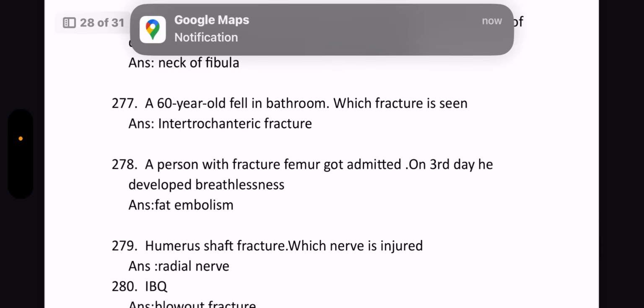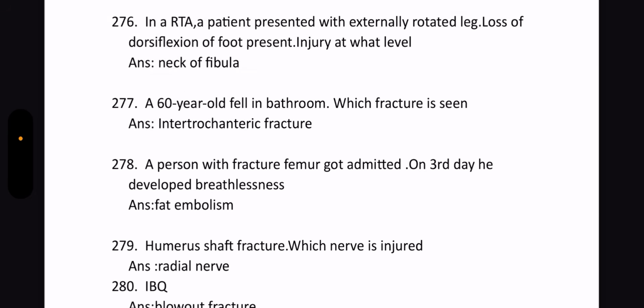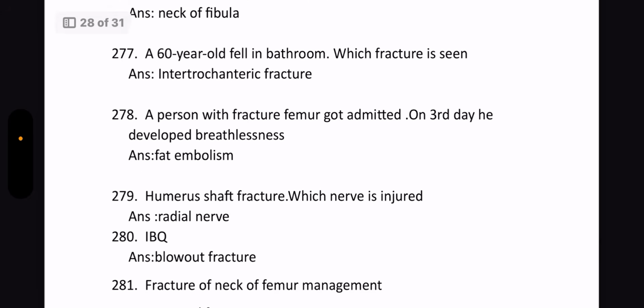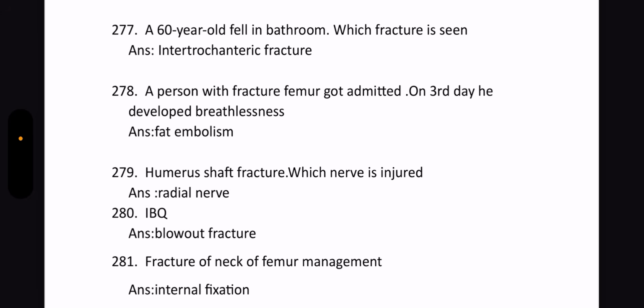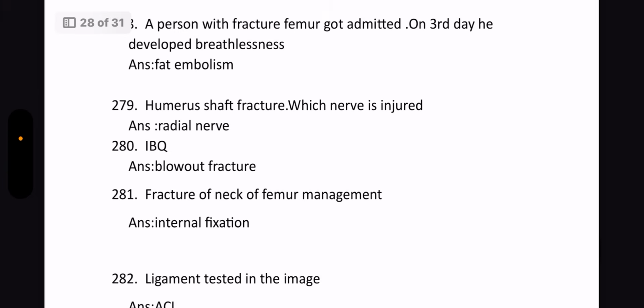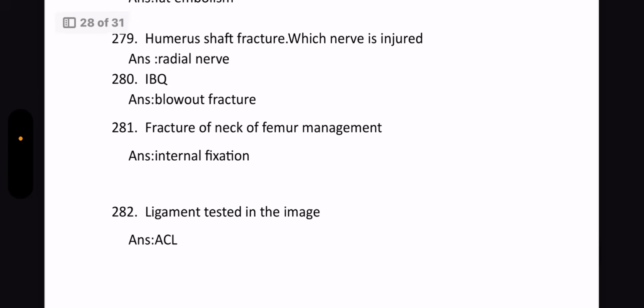Answer: Brodie's abscess in an RTA. Patient presented with externally rotated leg, loss of dorsiflexion of foot present, injury at ward level. Answer: neck of fibula. 60-year-old fell in bathroom. Which fracture? Intertrochanteric fracture is the answer. Person with fracture femur got admitted. Third day he developed breathlessness. Fat embolism is the answer.